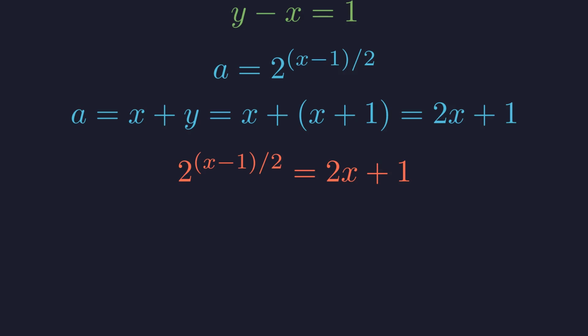Equating the two expressions for a leads to a contradiction. An integer cannot be both a power of 2 and odd unless it is 1. If the left side is 1, then x must be 1. But if x is 1, the right side is 3. This confirms there are no solutions for p equals 2.